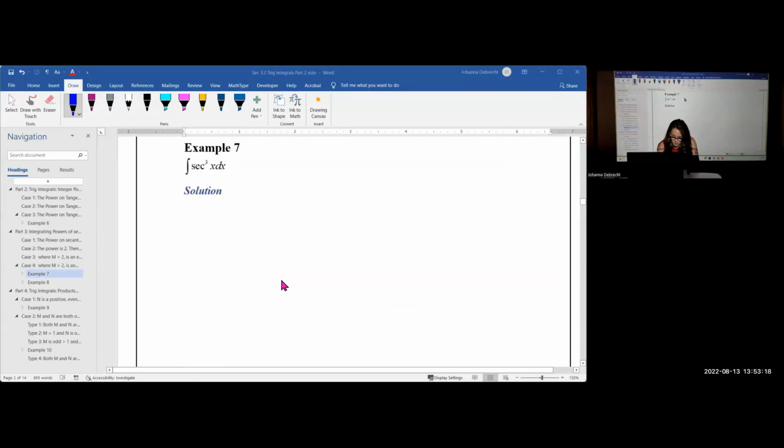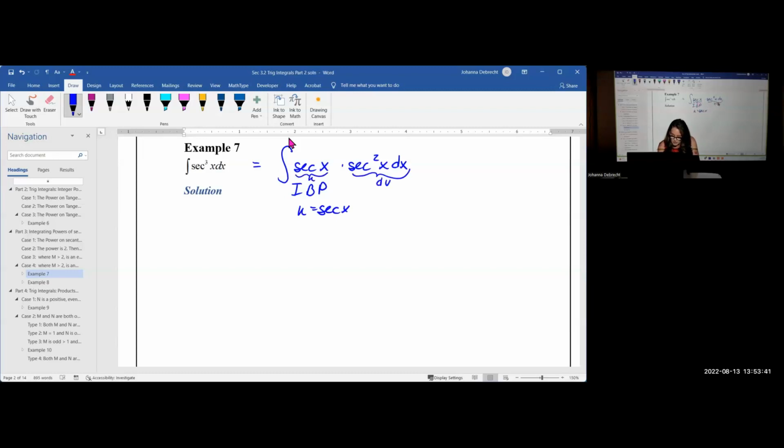Coming down here, we're going to rewrite this as the integral of secant of x, which is left when I pull off 2, times secant squared of x dx. Now I'm going to do integration by parts. My u is equal to secant of x, that's this first part right here. The second part over here is dv, so dv becomes secant squared of x dx.